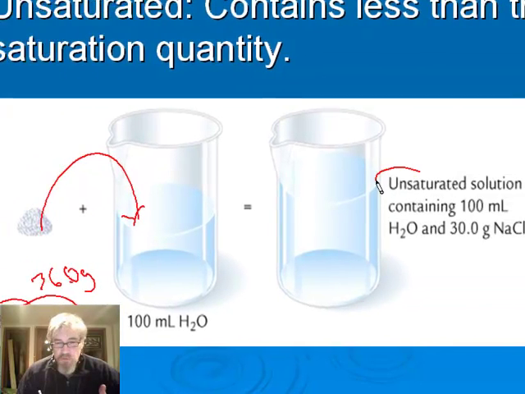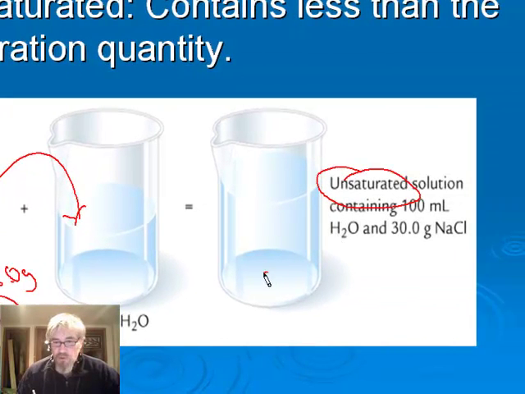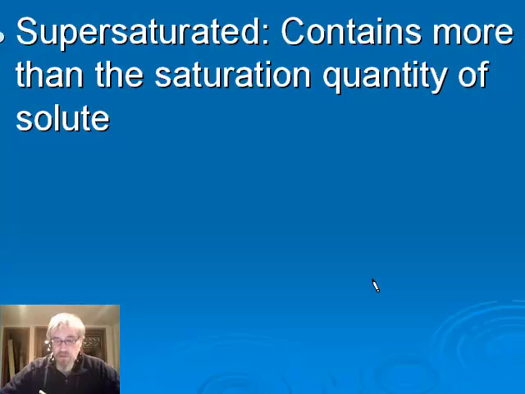So this is an example of an unsaturated solution. No little pile of stuff down in the bottom because it's all dissolved. That's an unsaturated solution. A slightly weird concept is a supersaturated solution. A supersaturated solution contains more than the saturation quantity of solute, more than you're supposed to be able to dissolve. You do it by a trick. One example of a trick would be this.